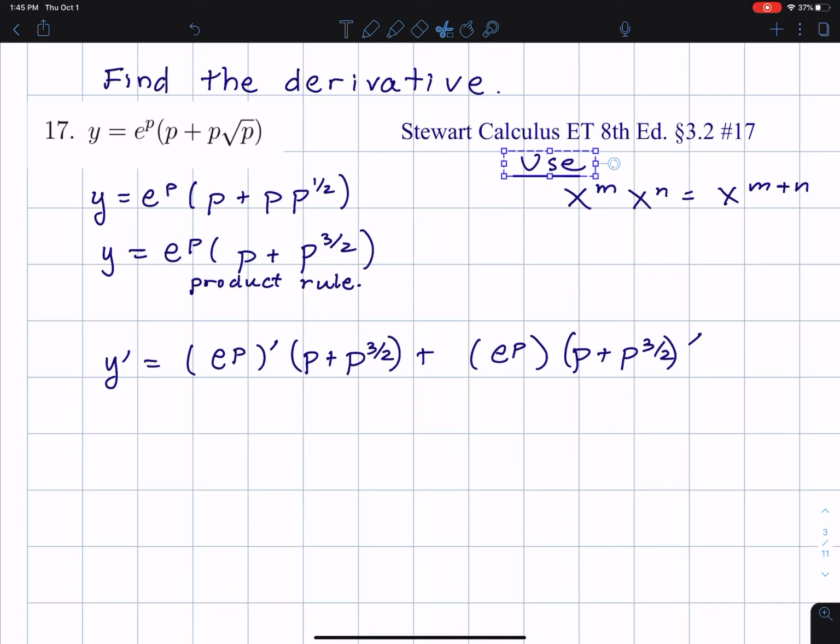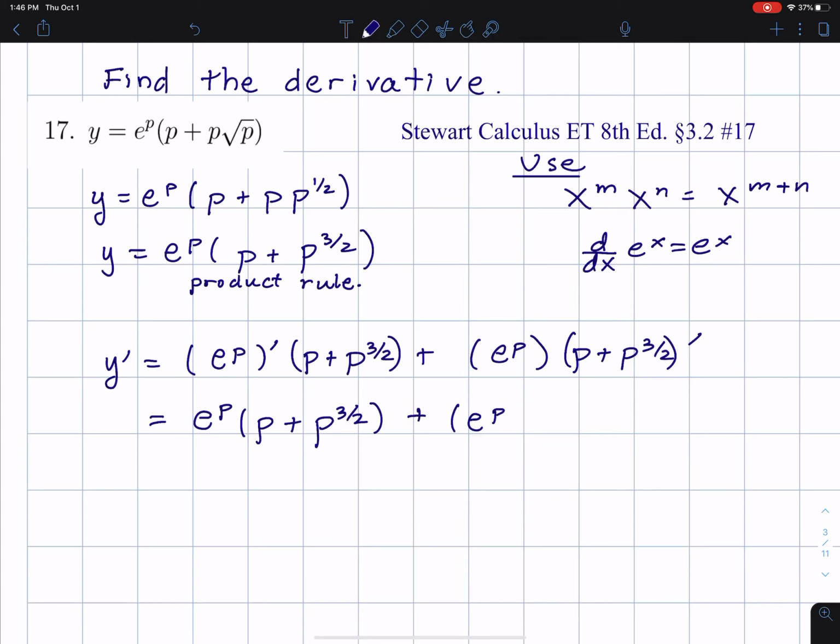The other piece that I'm going to use is that the derivative of e to the x is e to the x. Here the variable is p. The derivative of e to the p is e to the p. It looks sort of like nothing was done there, but it was. We took the derivative of e to the p, and it's e to the p.